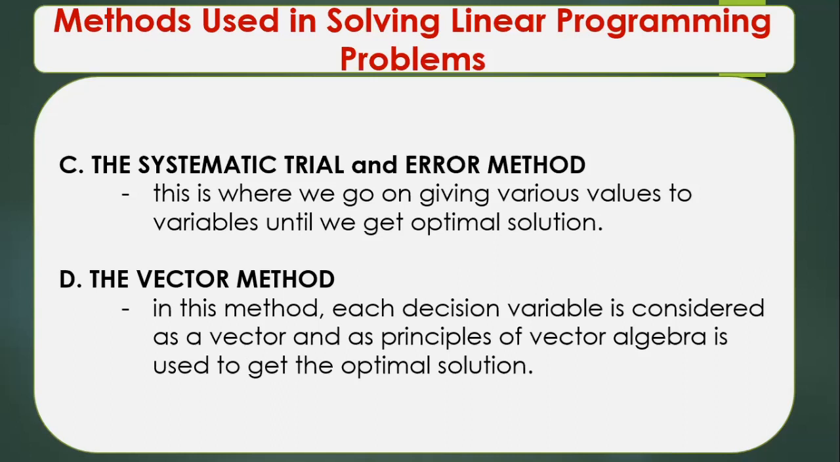and therefore it is not discussed here in this chapter. And finally, the last method is the vector method. In this method, each decision variable is considered as a vector, and the principles of vector algebra are used to get the optimal solution. Like the systematic trial and error method, this method is also time-consuming, and that is why it is not discussed here. So these are all the methods normally used in solving linear programming problems.